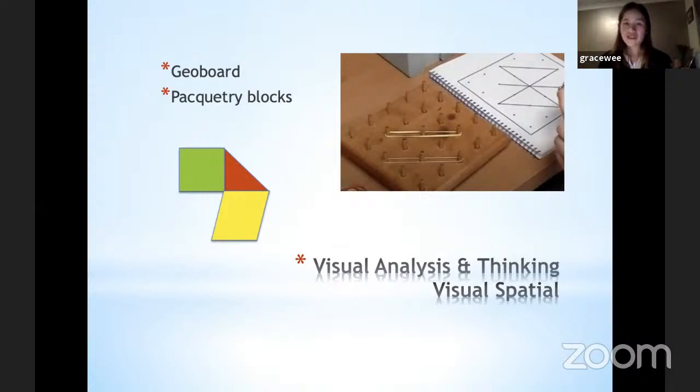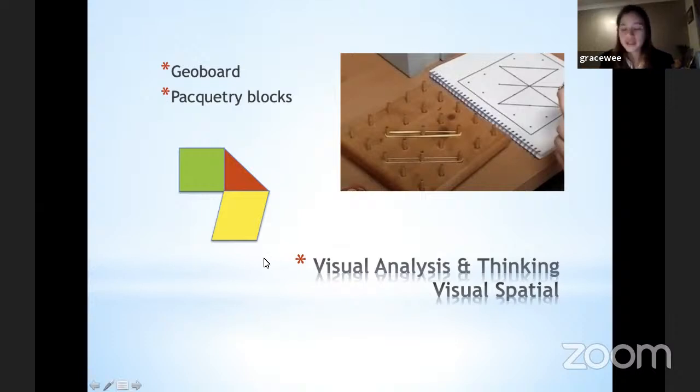So this is a very, very good activity to help with visual analysis. And for kids who are having difficulty in maths, that will help them with their maths as well as their problem-solving skills.